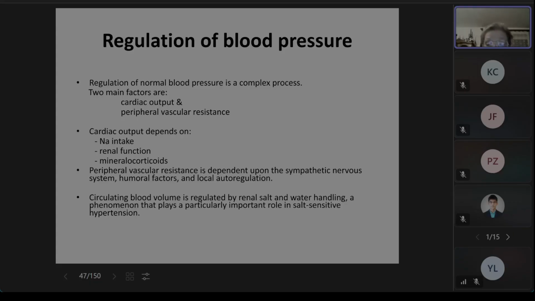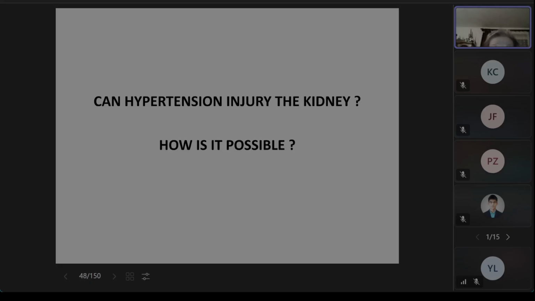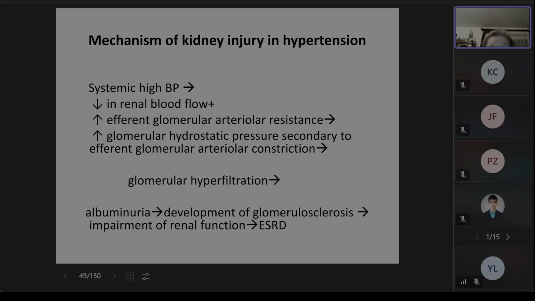Maybe you know the group of substances which are called prostaglandins. All prostaglandins are leading to constriction of the blood vessels, but the only one, PGE2, is responsible for lowering the blood pressure because it doesn't constrict the blood vessels, but is leading to the opposite phenomenon. As you know, hypertension can injure the kidney.